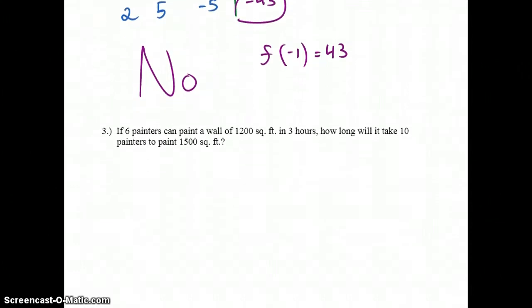Let's take on problem number 3. If 6 painters can paint a wall of 1,200 square feet in 3 hours, how long will it take 10 painters to paint a 1,500 square foot wall? This right here is a variation problem. We've got some number of painters. We'll call it P equals painters.